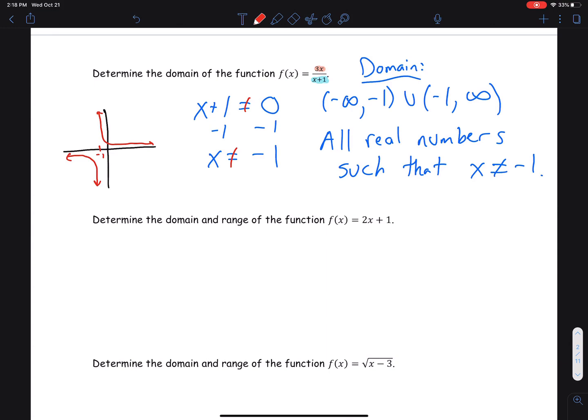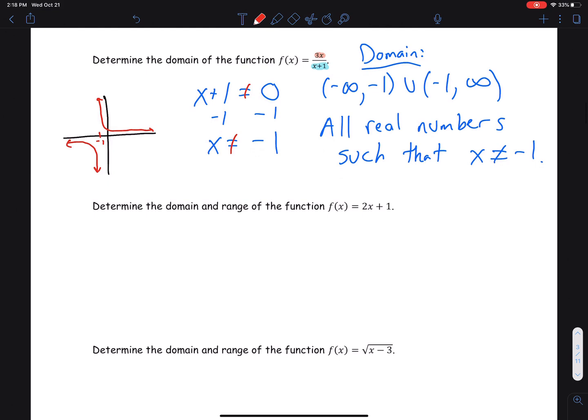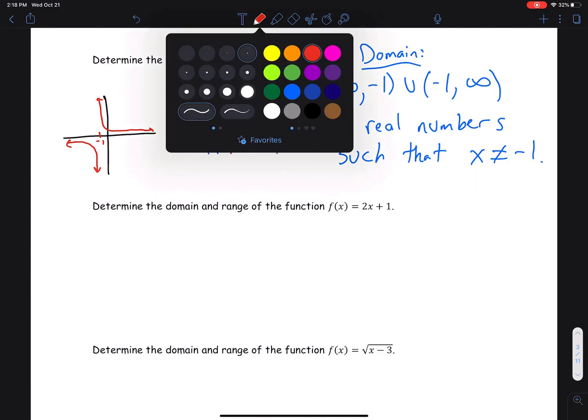How about the next one? The domain and range of 2x plus 1. f of x equals 2x plus 1. I'll give you guys a minute to think about this, see if you can figure out the domain and the range for f of x equals 2x plus 1. Pause the video and play it once you're done.